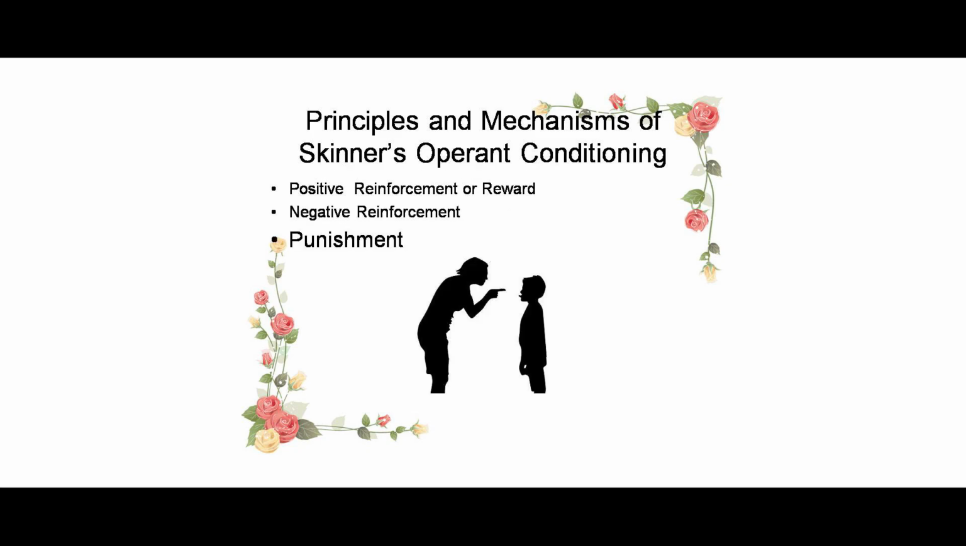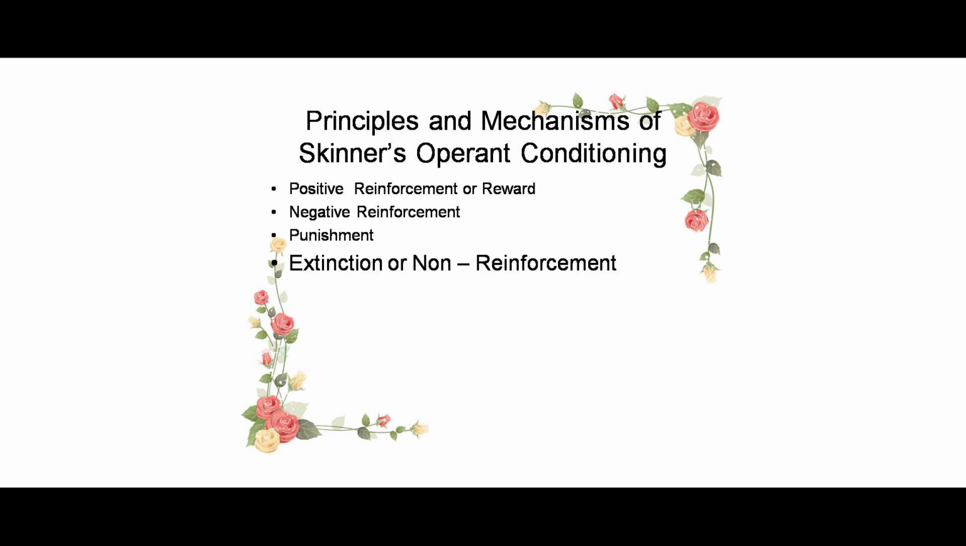The third one is punishment. Responses that bring painful or undesirable consequences will be suppressed, but may reappear if reinforcement contingencies change. Fourth one is extinction or non-reinforcement. Responses that are not reinforced are not likely to be repeated.